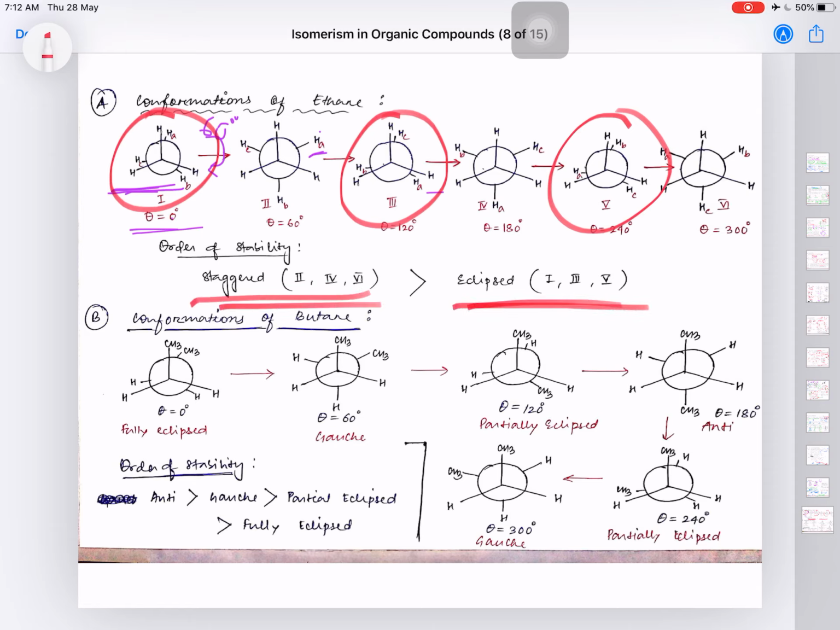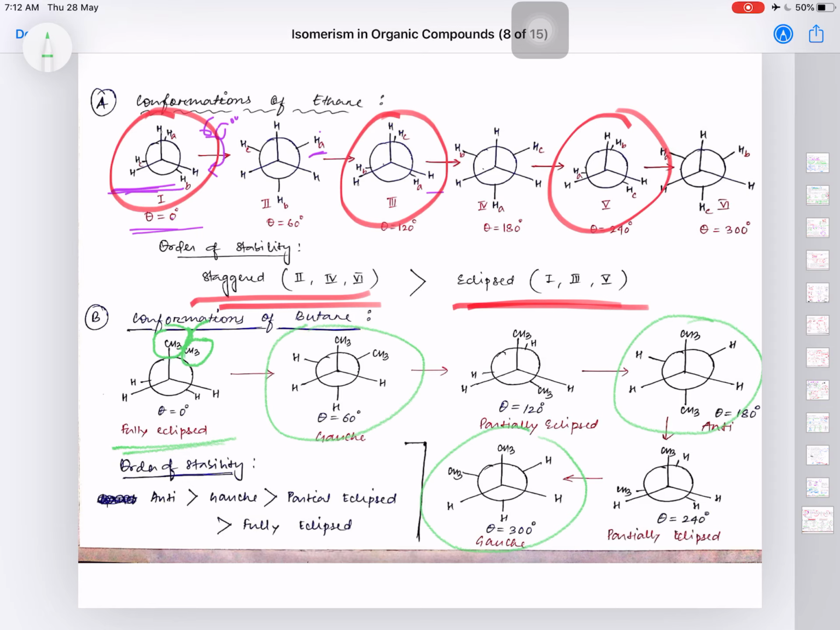Okay, next, if you do it for butane, we'll get this type of arrangement. The first one is CH3 eclipsed, which means this is the most unstable structure, because CH3 groups are bulky groups, and bulky groups on the same side have very high steric repulsion. The second, fourth and sixth are staggered structures.